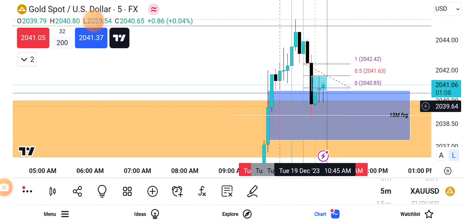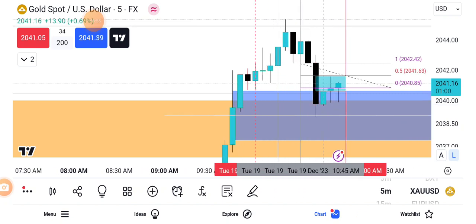the constant encroachment of these, this candle's wick. I'm using my phone, I don't know. But I want to see a close above this 5 minute threshold.